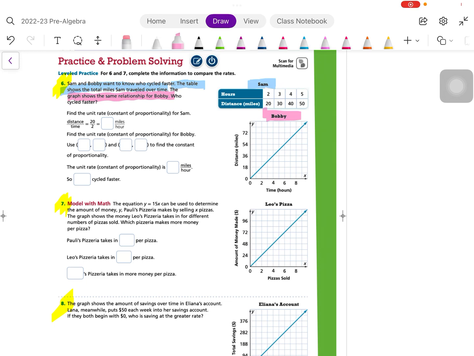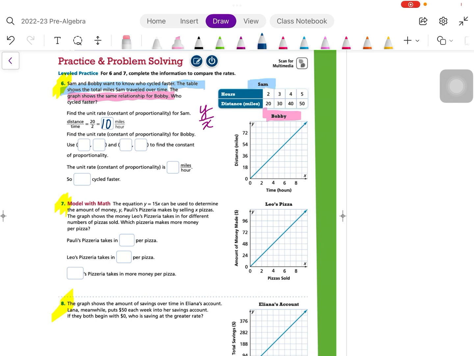So it says find the unit rate or constant of proportionality for Sam. So again, remembering that those two things are the same. For Sam, remember we said yesterday that in order to find the constant of proportionality from a table, it's y over x. So that's why we're doing 20 over 2, which is 20 divided by 2. That is not 2, friends. How about 10? That is 10 miles per hour.